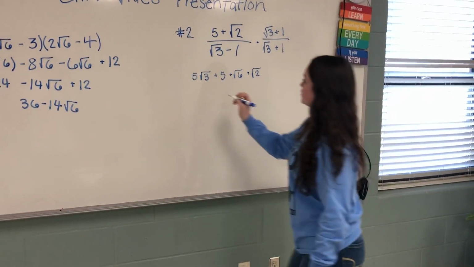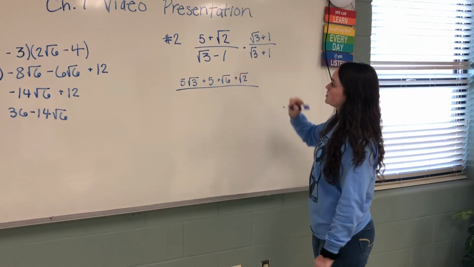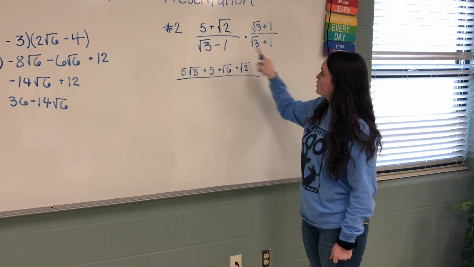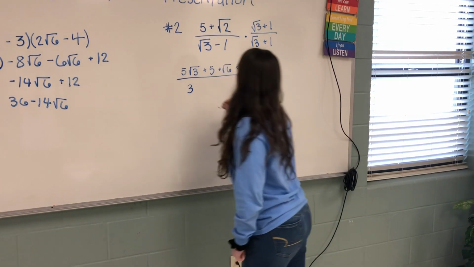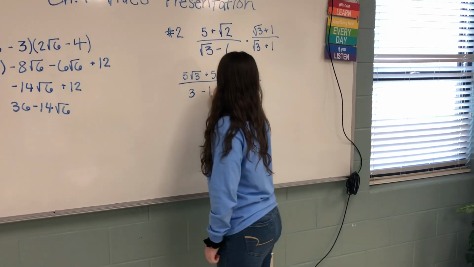And then in your denominator, it's a difference of squares because you have a plus and a minus. So you only have to multiply your first 2 by your last 2. So square root of 3 times square root of 3 is just 3. And then negative 1 times positive 1 is negative 1.